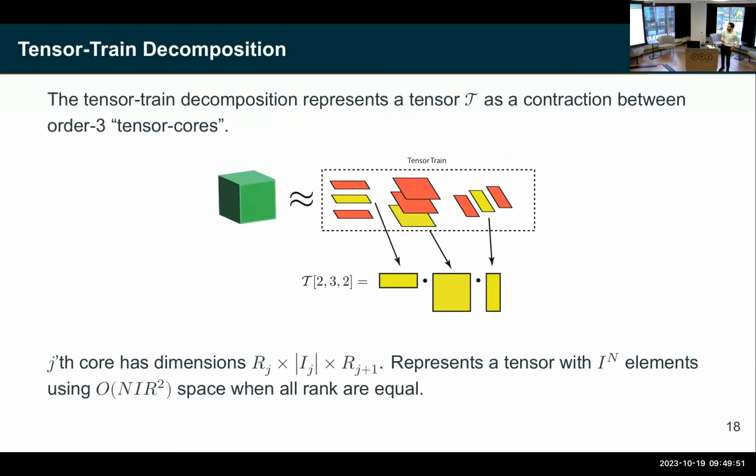And in the remaining time, I'm not sure how much time I have left, but in the remaining couple of minutes, I'm just going to tease a little bit about how you can extend this binary tree caching trick to other forms of tensor decomposition. So let's look at the tensor-train decomposition.